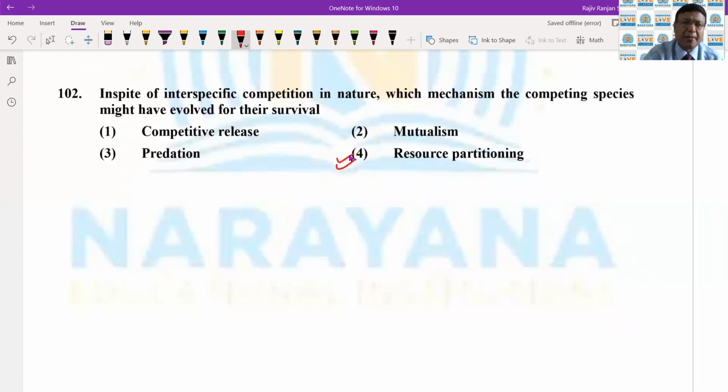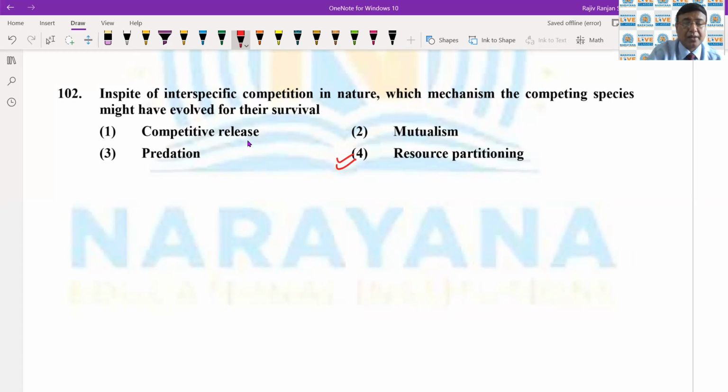Resource partitioning means sharing the different components of the resource by virtually drawing a line, virtually partitioning the resource and utilizing the different components of the resource by the competing members of the species. So here, the correct option is resource partitioning. On the other hand, competitive release is the forceful expulsion of the weaker species members when some more dominant species arrives in the habitat.